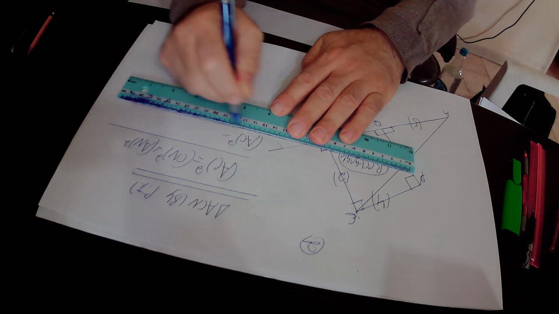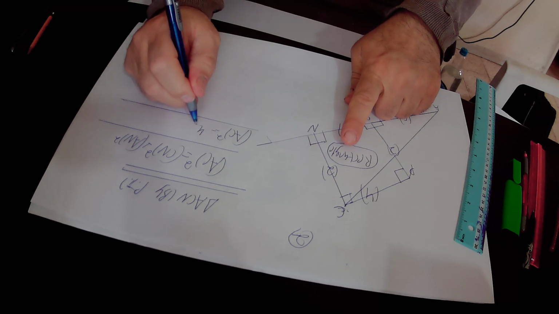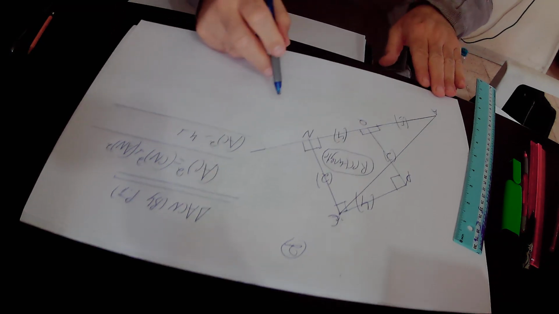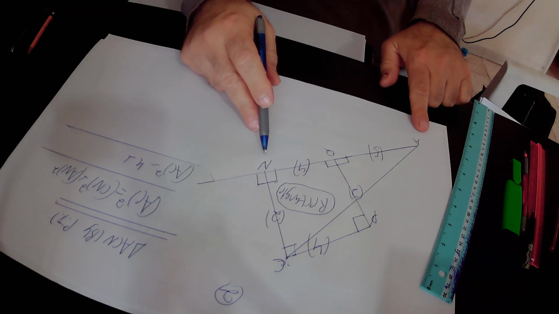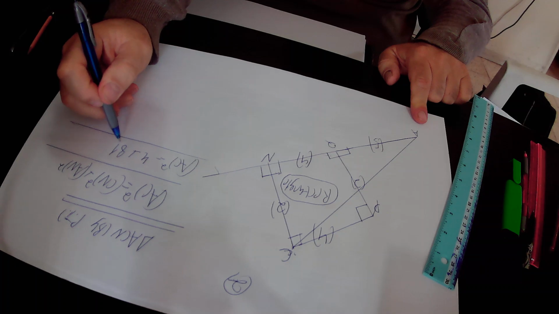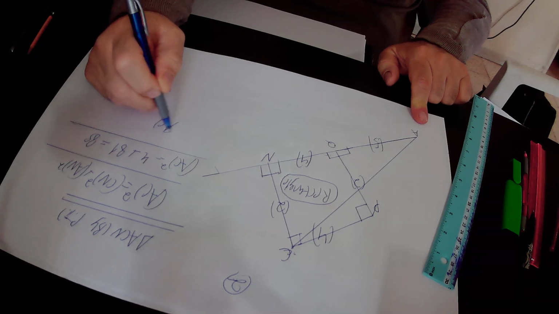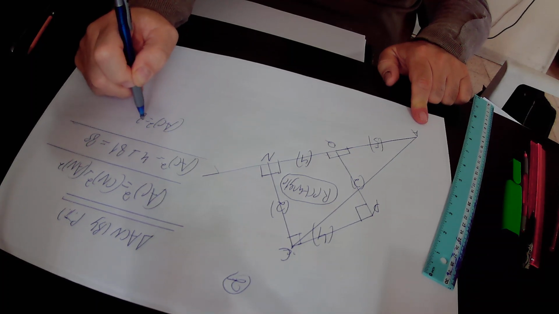So AC squared equals CN squared. CN is 2, therefore CN squared is 2 squared, that is 4, plus AN squared. AN in total equals 5 plus 4, that is 9. Therefore, AN squared is 9 squared, that is 81. So in total, we found that AC squared equals 4 plus 81, that is 85. So AC squared equals 85.